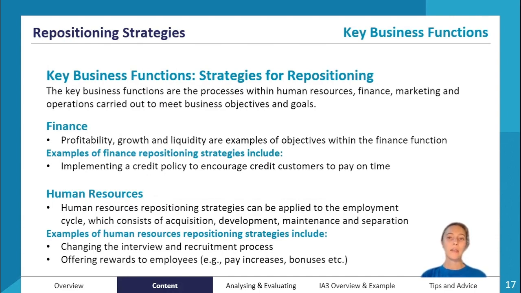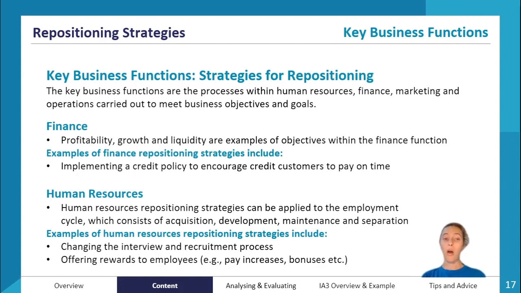So let's have a look at some key business functions and the repositioning strategies that fall under each of them. There are 4 key business functions that you'll need to know, and they are the processes within human resources, finance, marketing, and operations carried out to meet business objectives and goals. So with finance, of course, it's all about money. So you're looking at profitability, growth, and liquidity. Those are the objectives that you have in the finance function.